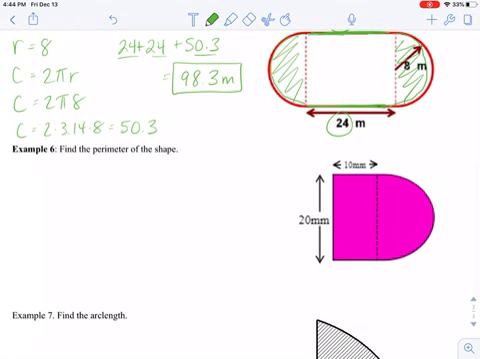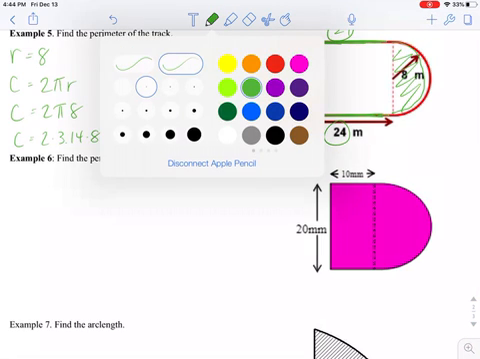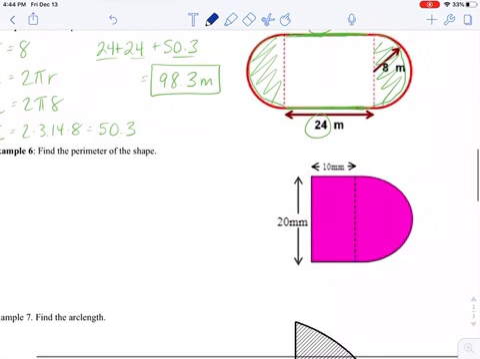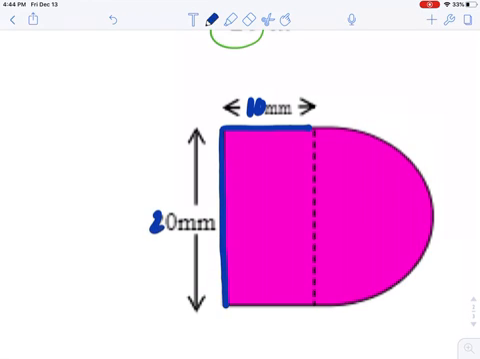Okay, let's try another one similar to that. Here I've got another composite shape. With this composite shape, let me zoom in here. Part of it I know. I know that this is 10 millimeters. And I know that this side here is 20. And I know that this side here is 10 again. So figuring out that perimeter is easy.